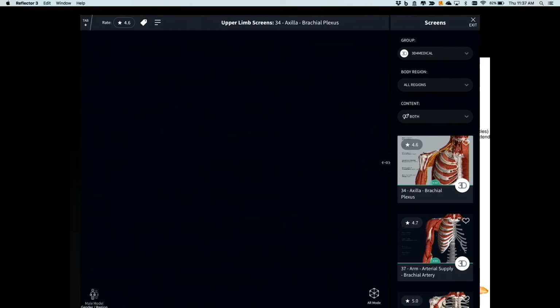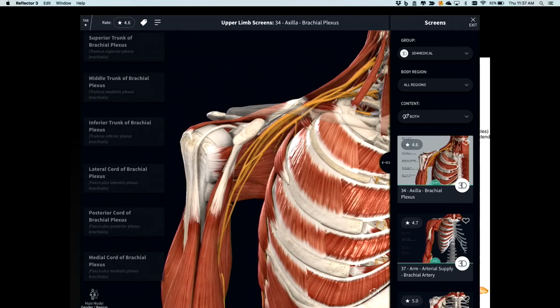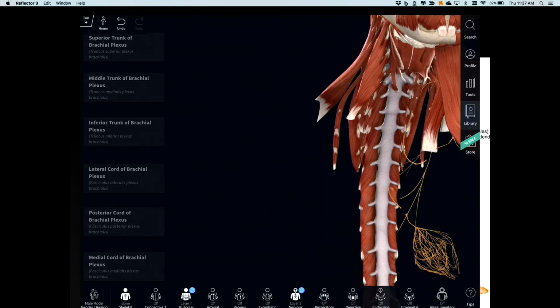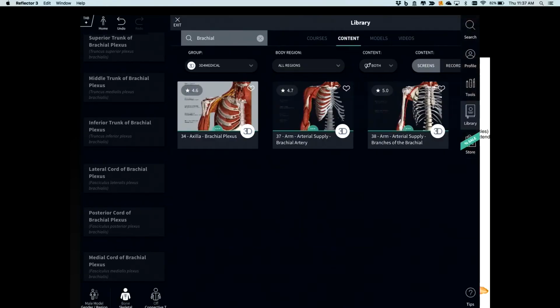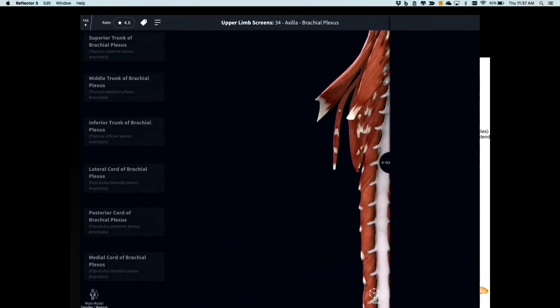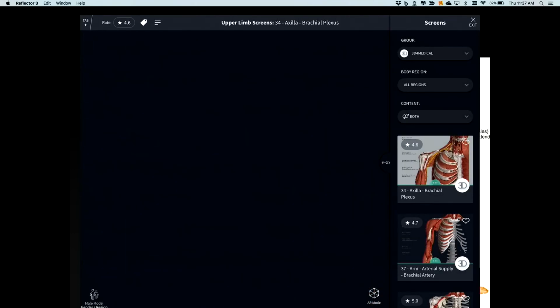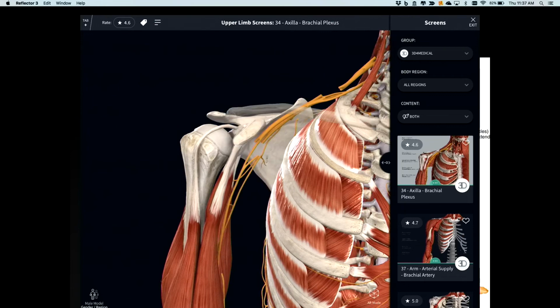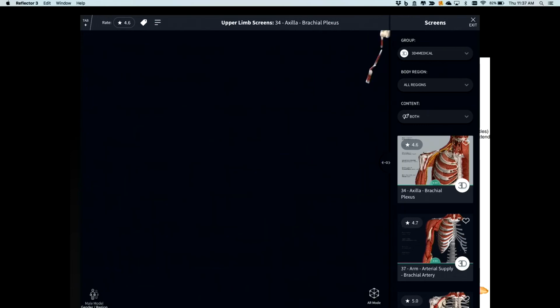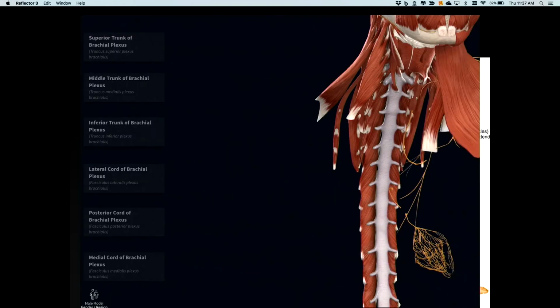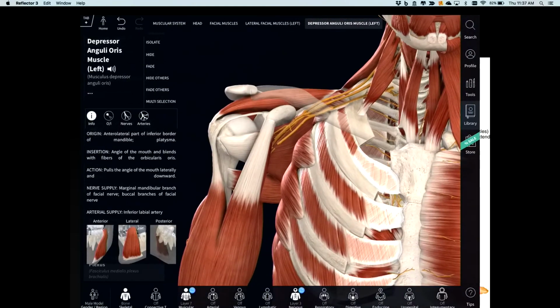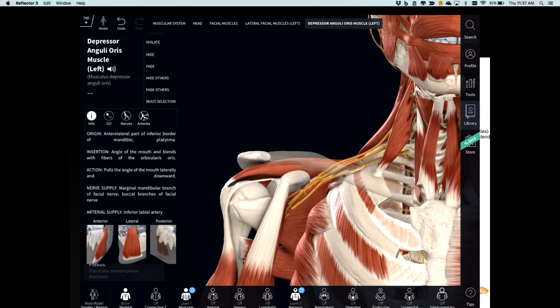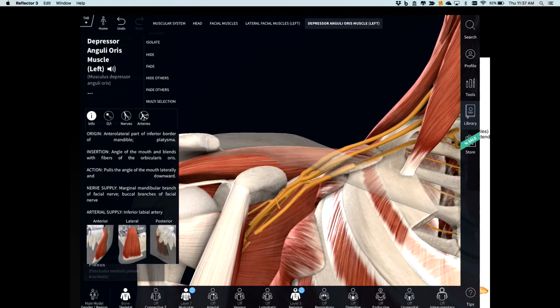After this class, and possibly with a little bit more repetition, you're going to be able to name all 16 nerves in the brachial plexus. That's not what I want. I want this. And I promise you it will get easier.